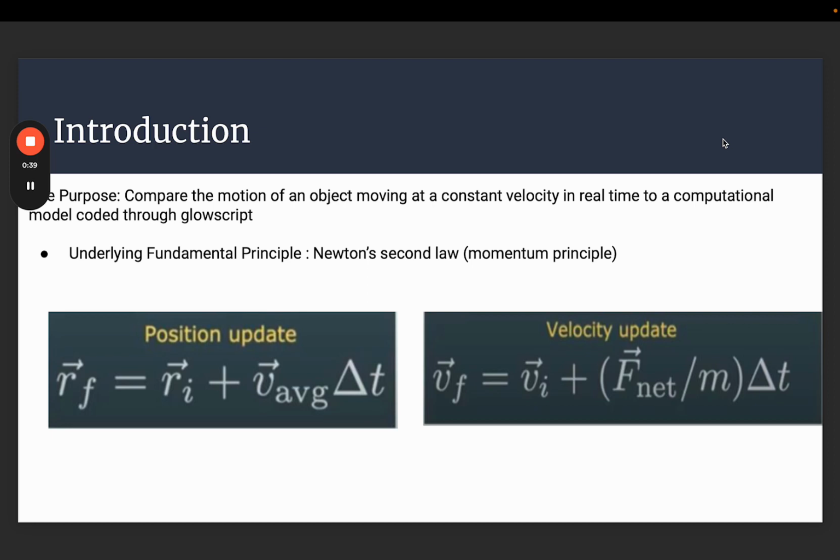Thus, we can take a look at the velocity update formula and see that there's an F-net component. Since the velocity is constant in this experiment, we will have no acceleration, which means that the F-net will be equated to 0. Thus, the entire right-hand side of the velocity update formula should just be 0. Thus, the velocity final should be equal to the velocity initial in this experiment.